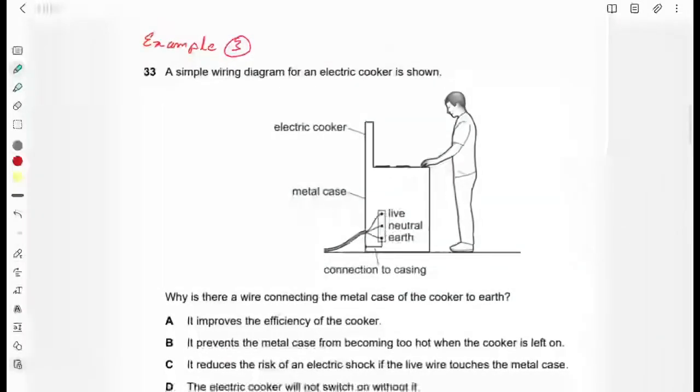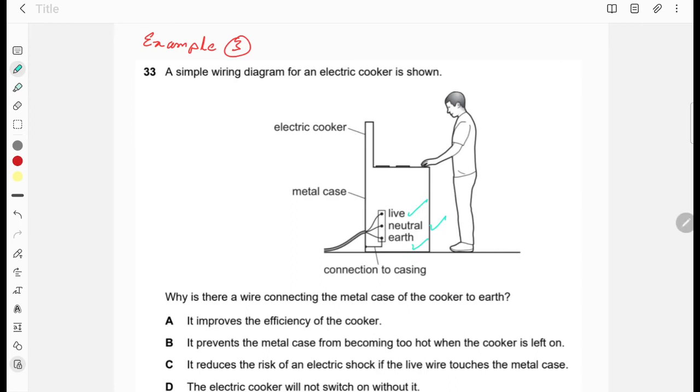Example number 3. A simple wiring diagram for an electric cooker is shown. And you can notice live, neutral and earth wire. The question is, why is there a wire connecting the metal case of the cooker to earth? We have already seen that it prevents electrocution and it prevents electric shock. So let's see the choices.